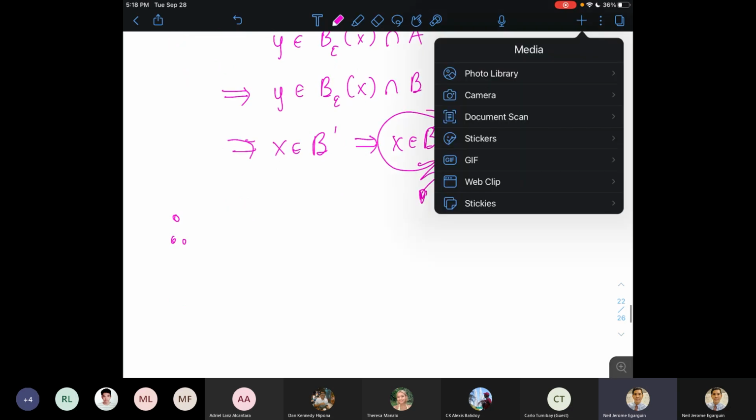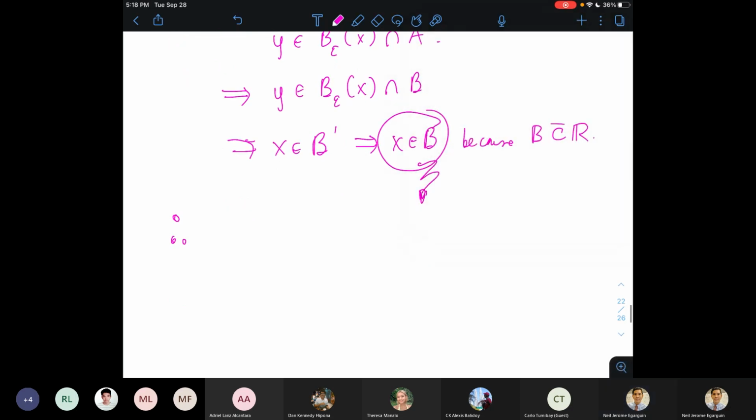So we must accept that A bar is the smallest closed set containing A. Imposible makahanap ng closed set sa pagitan ni A at saka ni A bar. Okay?